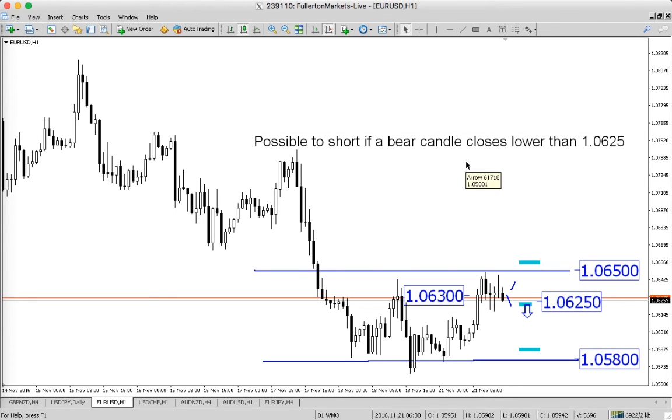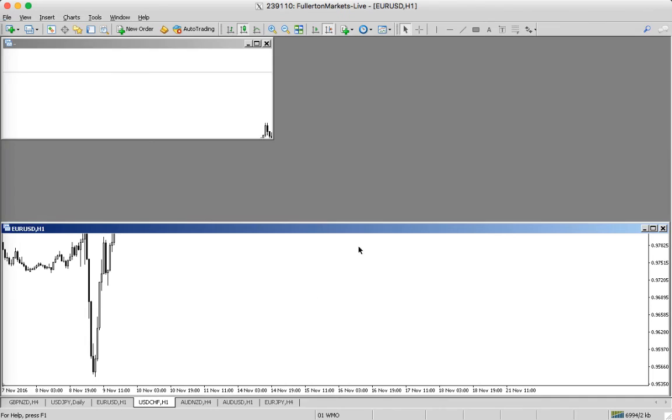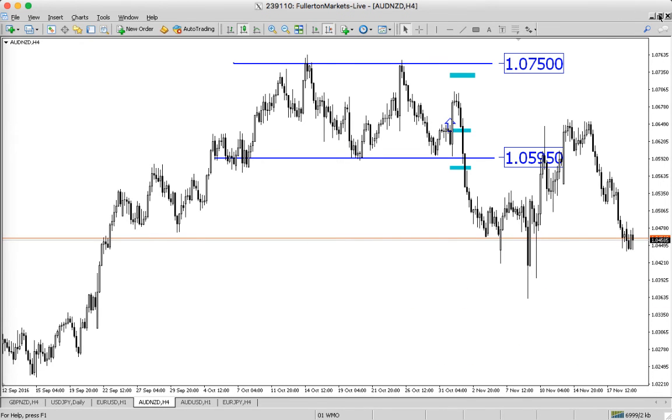So of course for dollar Swiss franc, the direction would be opposite. Of course, the entry would have to be refined based on the chart itself. Wait, the next pair is actually Aussie dollar H4. Okay, I'll look at the Aussie dollar H4.